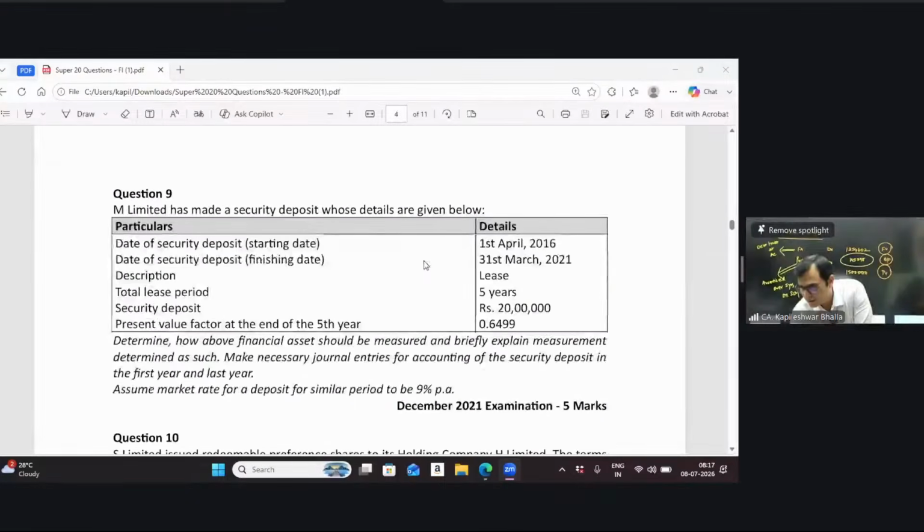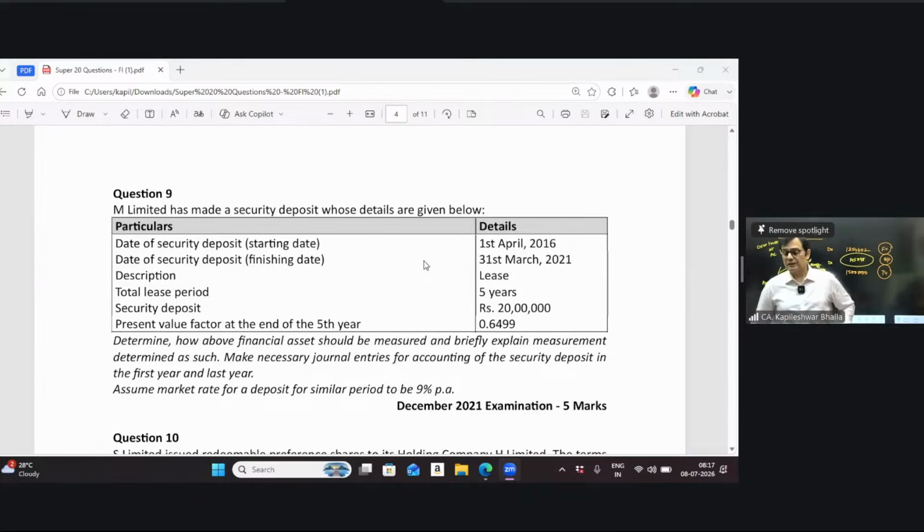Let's have a look now at question number 9. That is again an examination question that came in December 2021 for 5 marks in the exam. So that's again pretty simple and straightforward indeed. Let's have a look. It says M made a security deposit whose details are given.